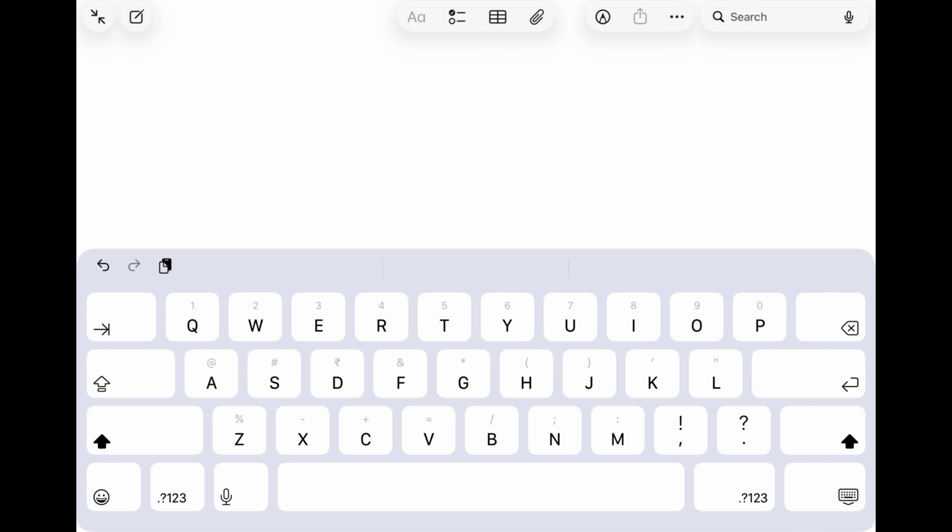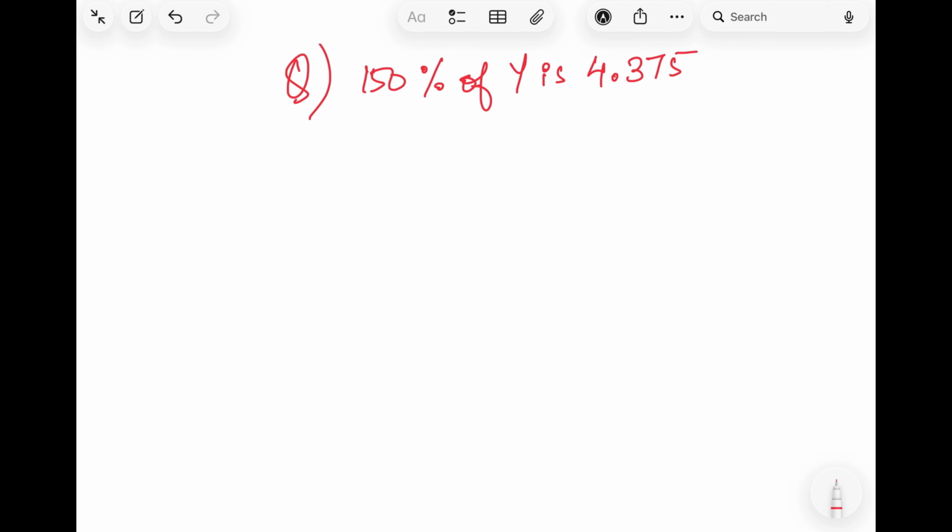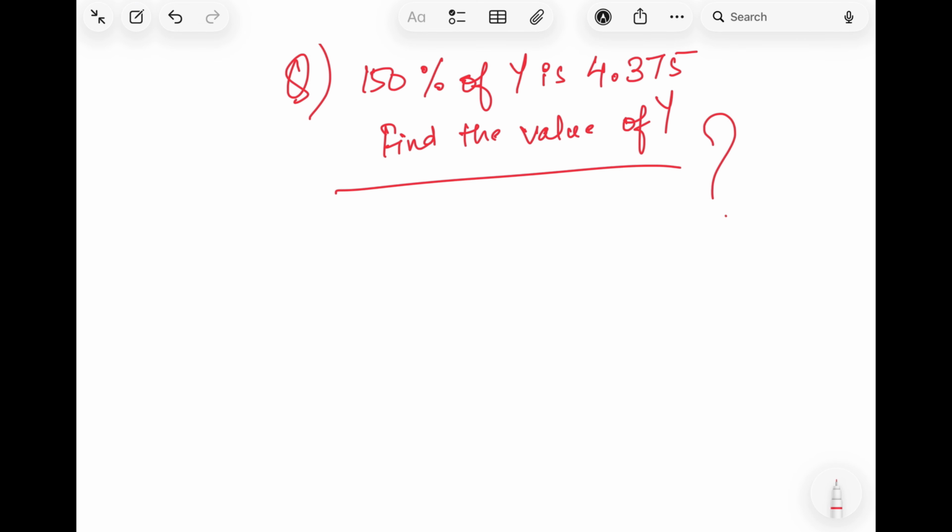I'll give you a question to solve, just a small challenge question. 150% of y is 4.375. Find the value of y. Please solve this question and comment the answer below.